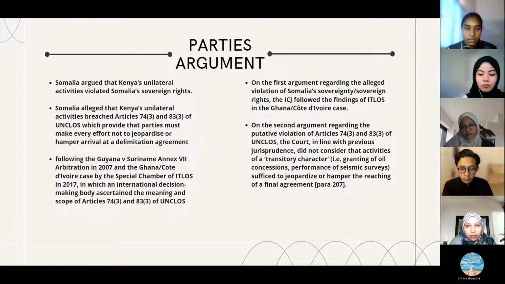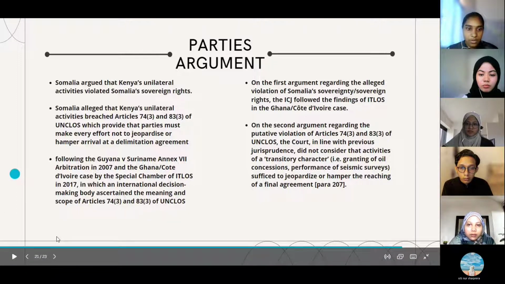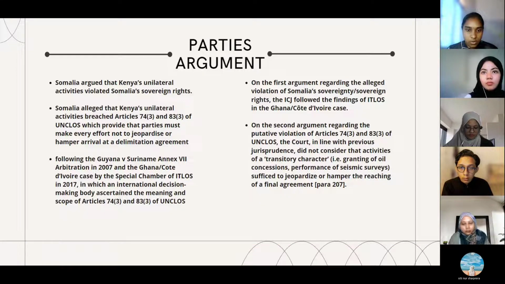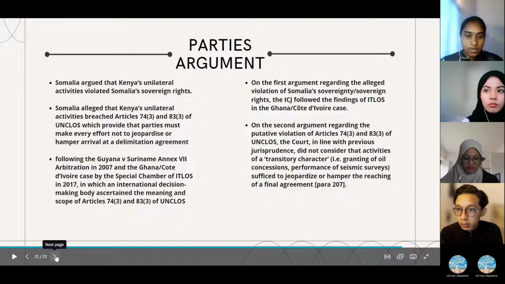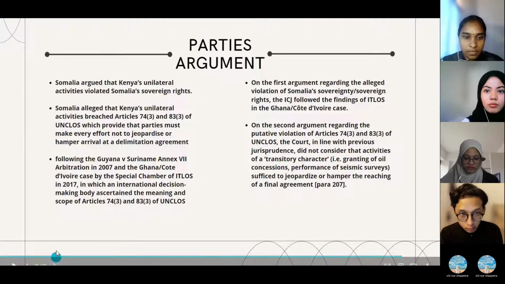The ICJ followed the judgment of the International Tribunal for the Law of the Sea in the Ghana case on the first argument concerning the alleged infringement of Somalia's sovereign rights. Even if the area is eventually allocated to the other state, the ICJ concluded that a state's operation in a limited area to which another state has also lodged claims does not infringe the other state's rights. The court agreed that delimitation serves a constitutive purpose. It is an act that grants states sovereign rights.